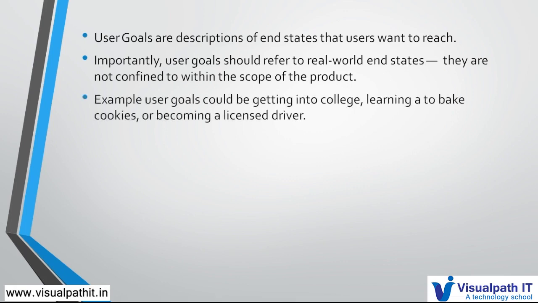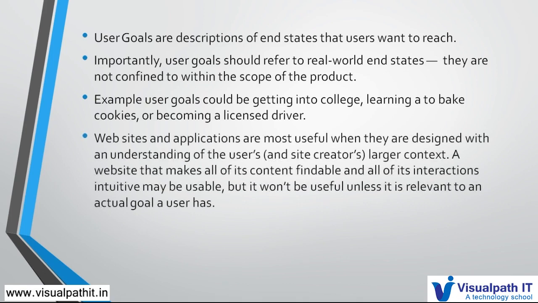So, examples of user goals could be getting into college, learning to bake cookies, or becoming a licensed driver. Websites and applications are most useful when they are designed with an understanding of the user's larger context. A website that makes all of its content findable and all of its interaction intuitive may be usable, but it won't be useful unless it is relevant to an actual goal a user has.